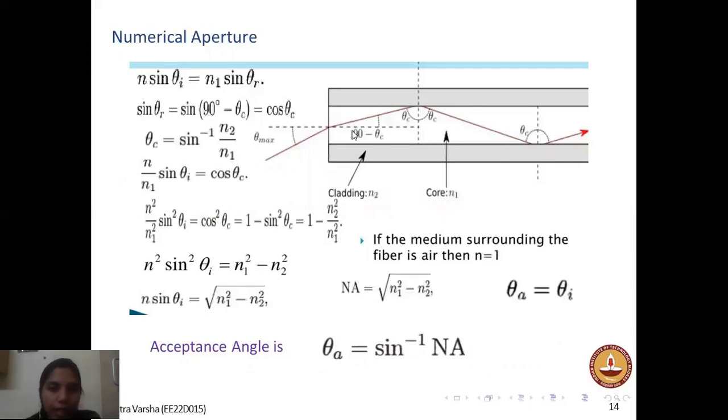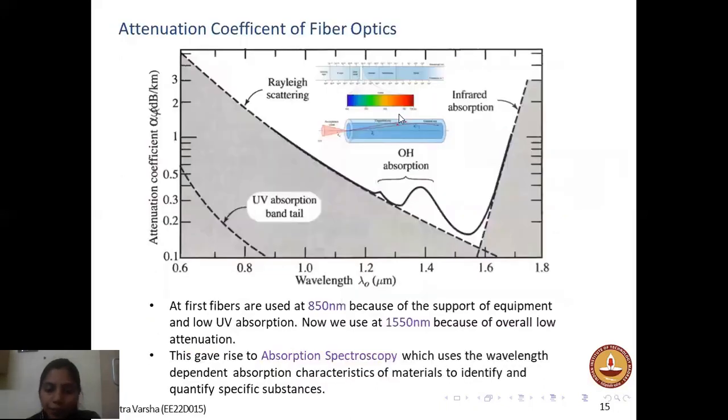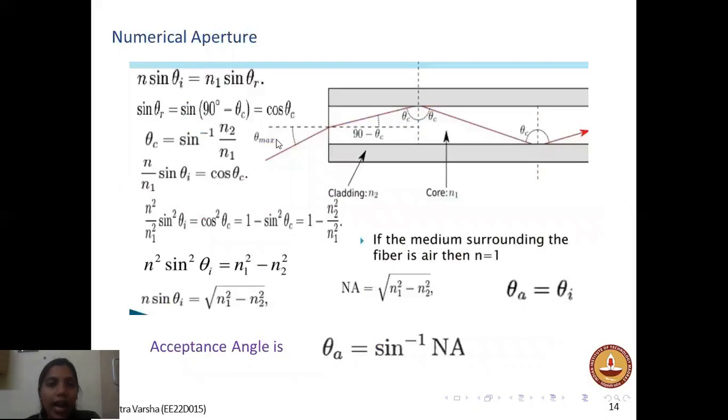Here you can see that the incident angle is greater than the critical angle. The acceptance angle is the angle at which light is incident from the outer medium onto the fiber. The acceptance angle theta A is the sine inverse of the numerical aperture. For this derivation, we have considered the medium surrounding the fiber to have a refractive index n equal to 1.